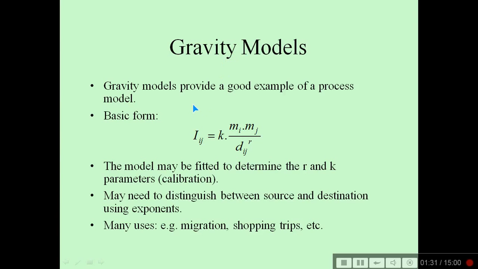The gravity models provide a good example of a process model. This is one of the examples. The basic form may be like this, and the model may be fitted to determine the R and K parameters. These are the calibration parameters, and these are the constants as well. And we may need to distinguish between the source and destination using exponents. So many uses are there: migration, shopping trips, etc.